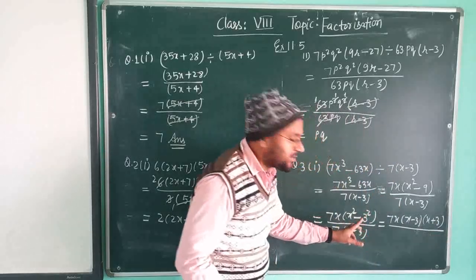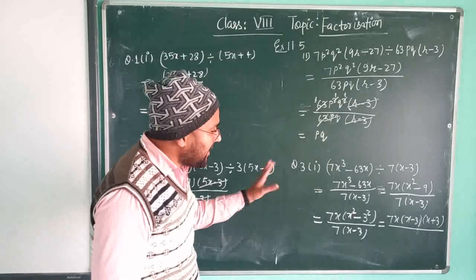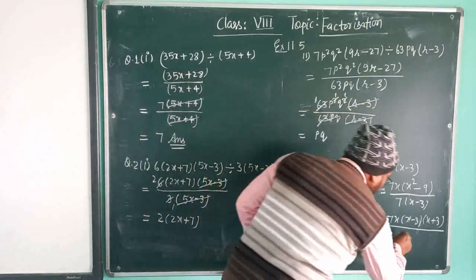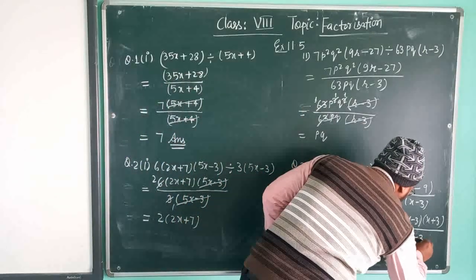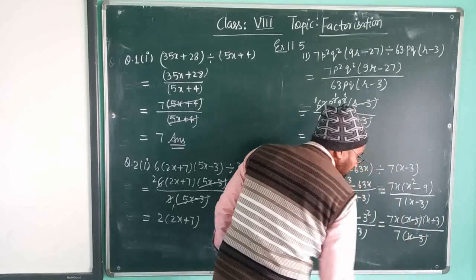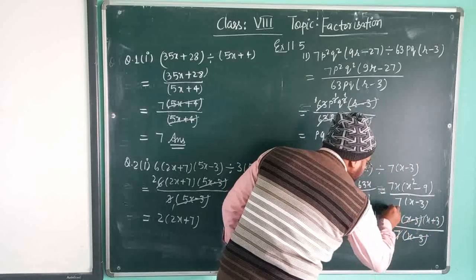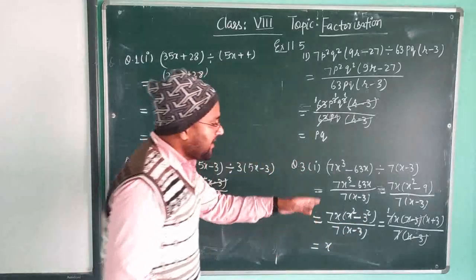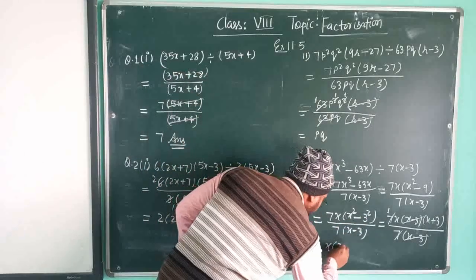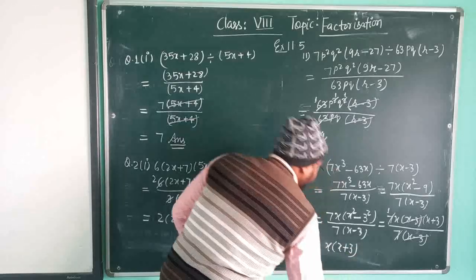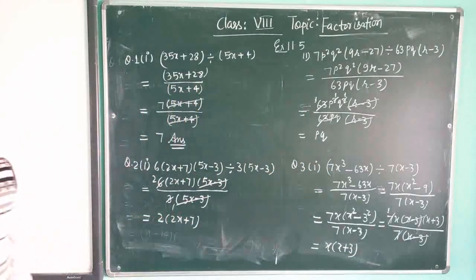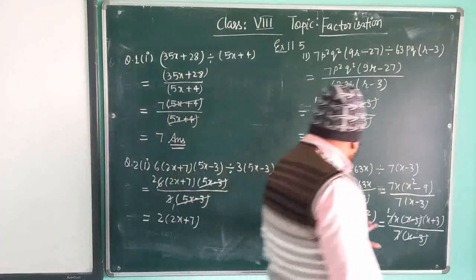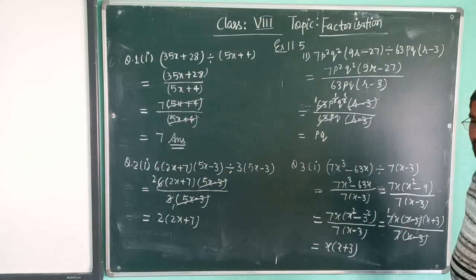a square minus b square is a plus b, a minus b, a minus b, a plus b. 7 in bracket x minus 3. x minus 3 is going to be cancelled out by x minus 3. 7 is going to be cancelled out by 7. So what is remaining? x in bracket x plus 3. That is our answer. x in bracket x plus 3 is our answer for this one.